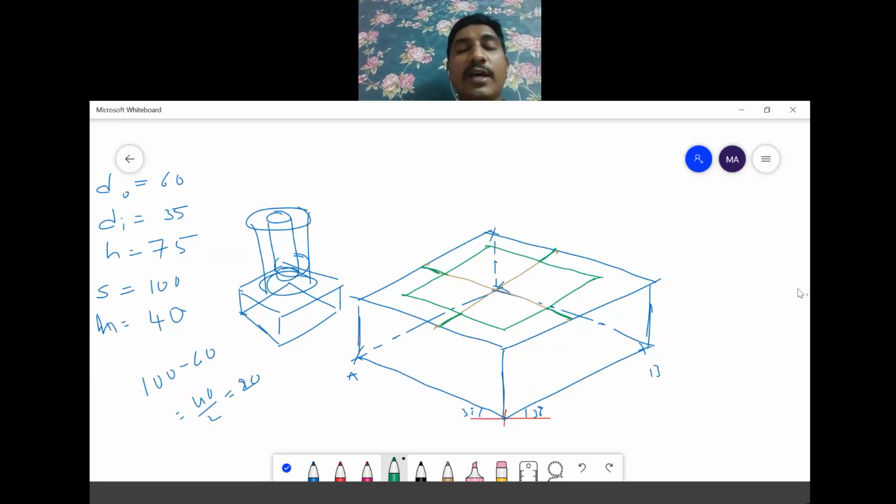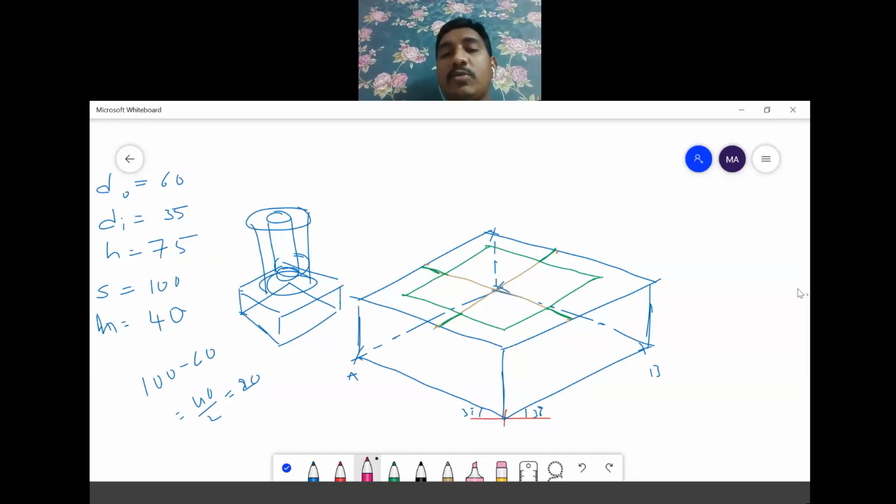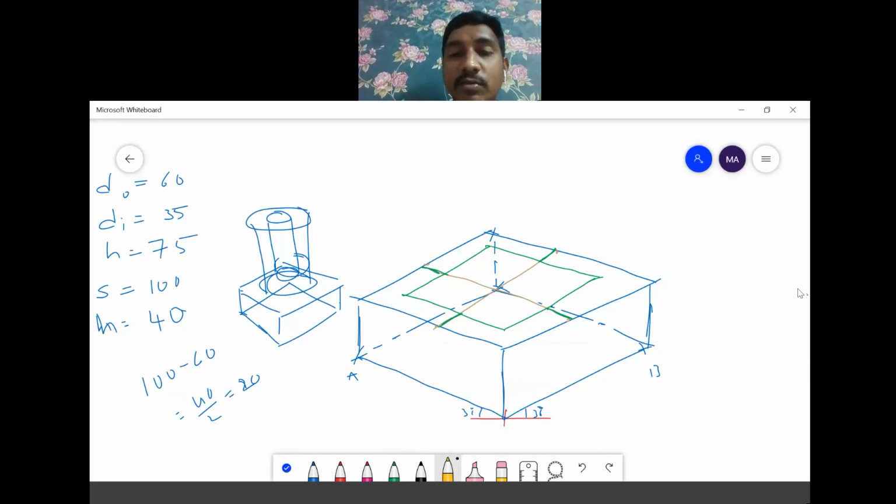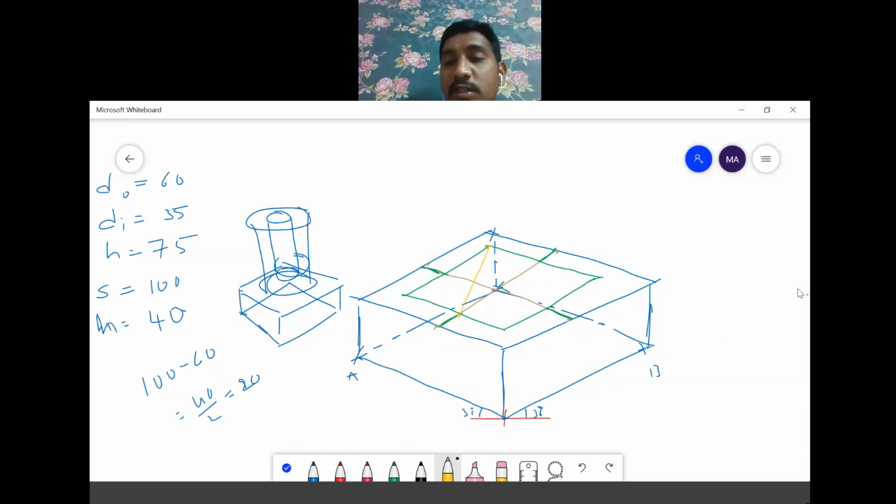So it is a cylinder. So what I am doing is I am using the 4 center method to draw a circle here. So for drawing the circle, I am drawing from this vertex to this midpoint. I am drawing one line. This vertex to this midpoint, I am drawing one line. This vertex to this midpoint, one line. This vertex to this midpoint, one line.